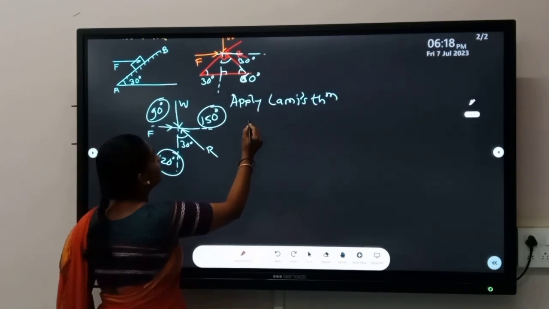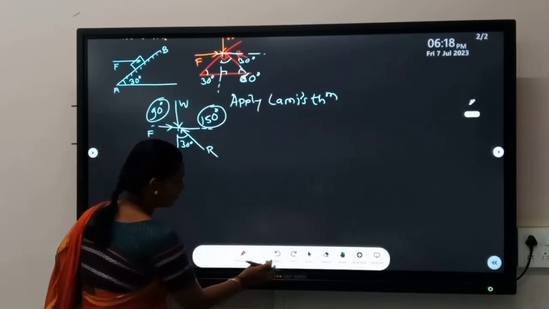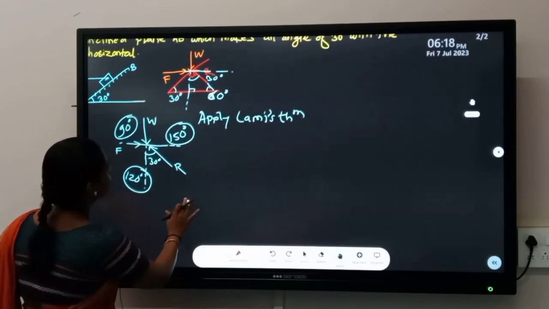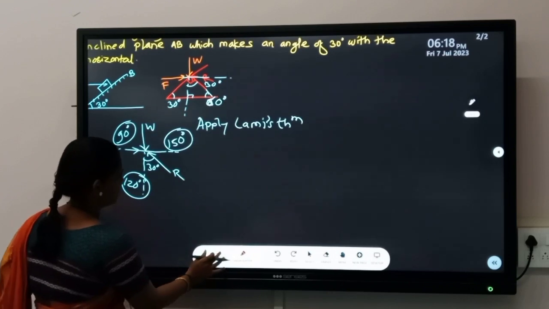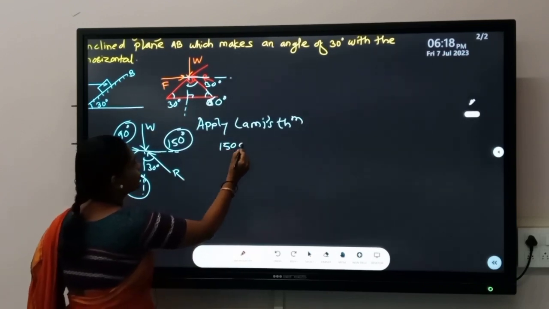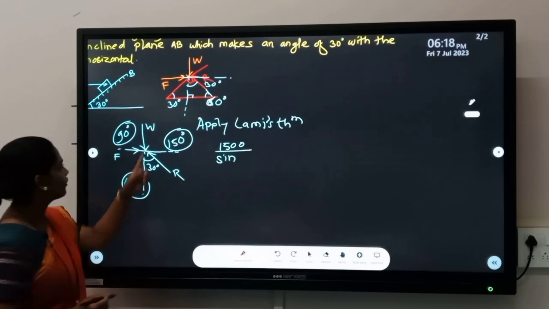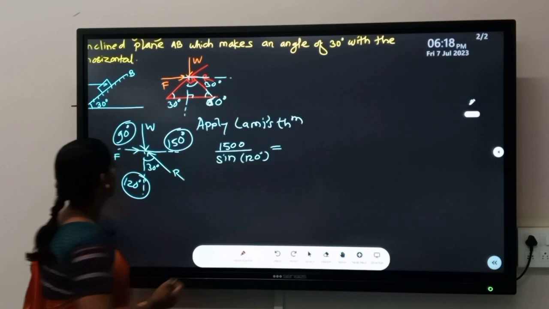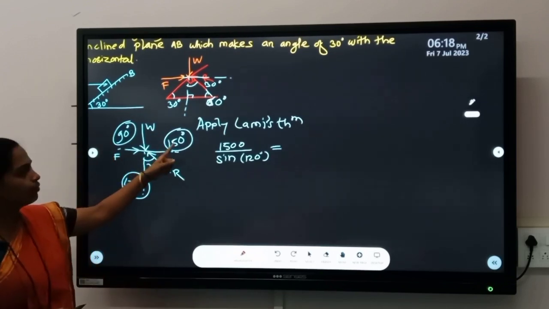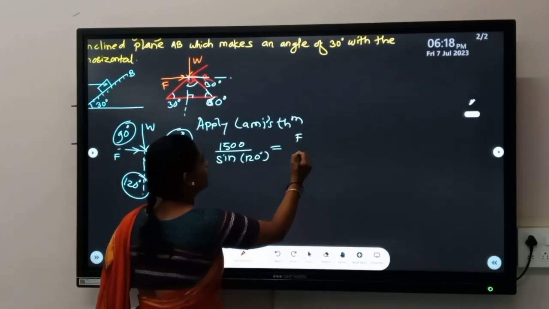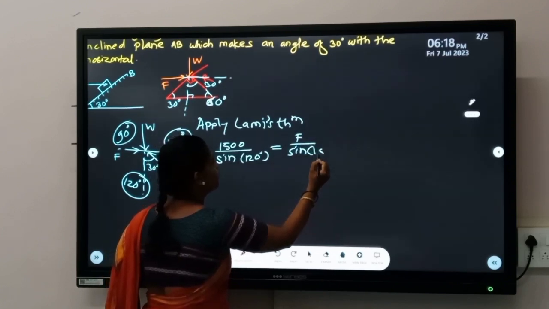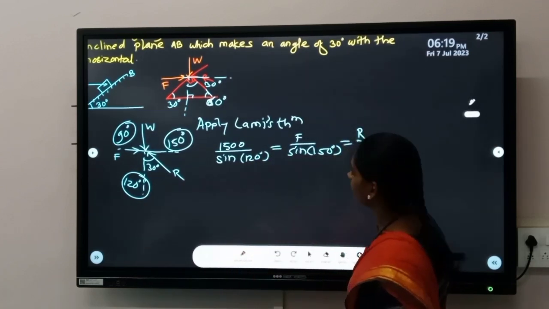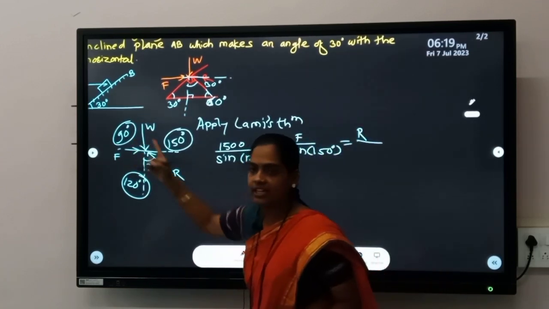Therefore apply Lami's theorem. W, the self weight of the body, is given. What is the value? It is 1500. So 1500 divided by sine 120 degree, the angle in front of W, is equal to F divided by sine of 150 degree. F divided by sine of 150 degree is equal to R, the reaction R to calculate, divided by sine of the angle in front of R, that is 90 degree.